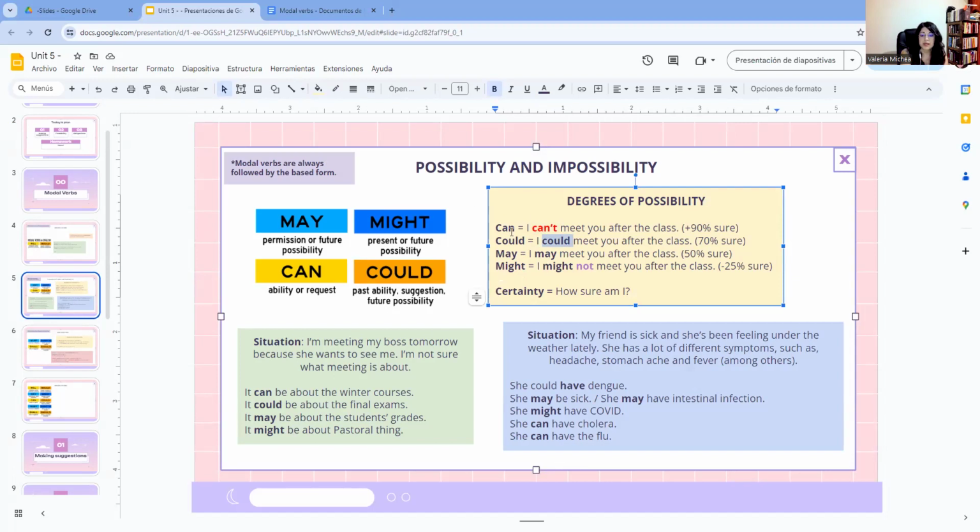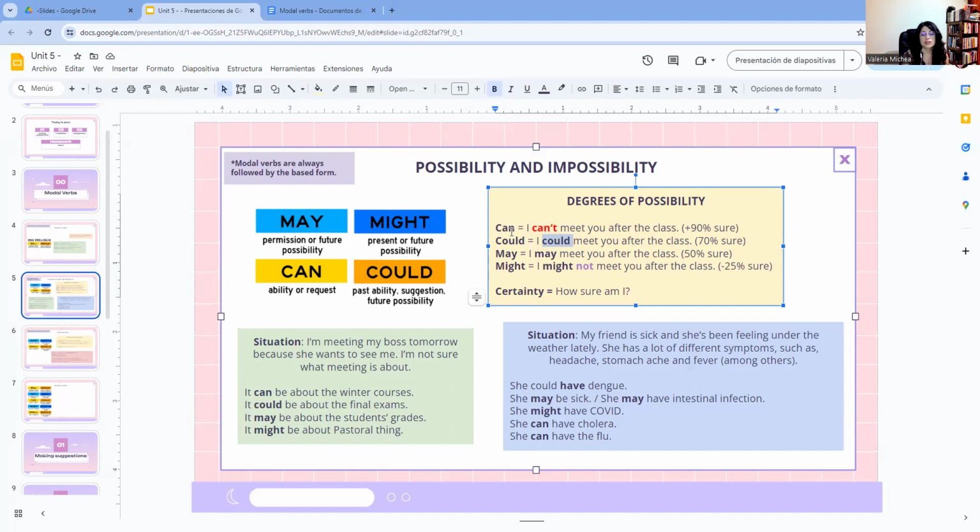Yeah, so then we were talking about the degrees of possibility and impossibility that we can talk about. We were focusing on the affirmative form, so we were focusing on possibility. And we said that when something is very possible, we say can. Then we have could. Right after we have may and might, just at the bottom of these degrees of possibility. So depending on how sure you are about something, you have to choose one or the other, right?